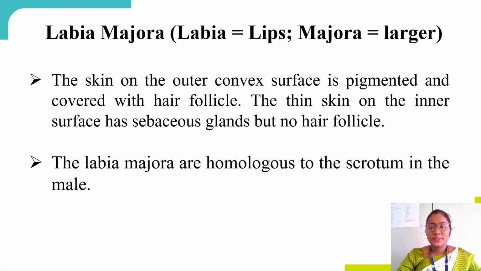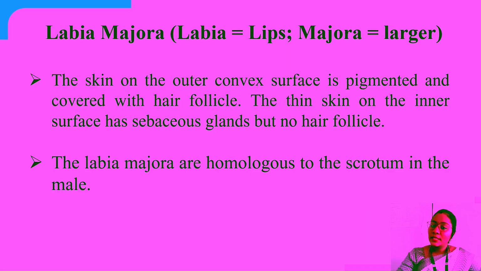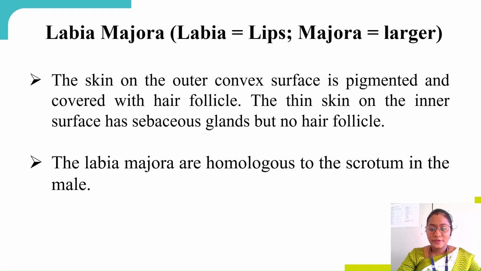So after discussing this, the skin on the outer convex surface is pigmented and covered with hair follicles. The thin skin on the inner surface has sebaceous glands but no hair follicles. So there are two parts, outer and inner. On the outer surface, it is pigmented and covered with hair follicles. The inner surface has sebaceous glands but no hair follicles. The labia majora is homologous to the scrotum in the male.